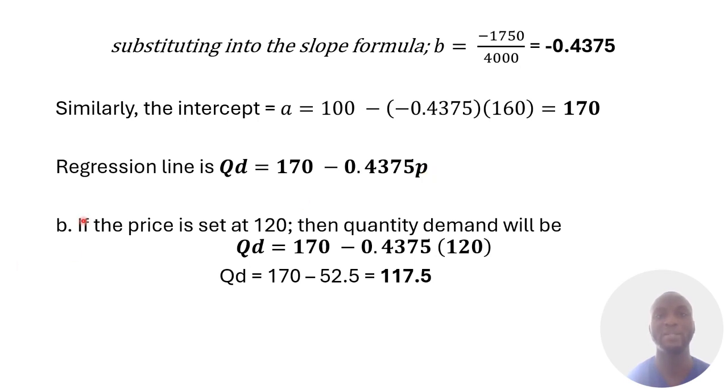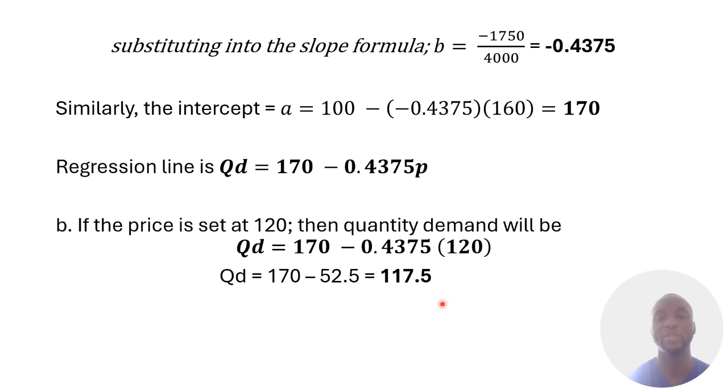Now, this is the regression line for the answer to question A. So we are done here. Now, question B says if the price is 120, then what is the quantity demanded? That is how many meals per day will be ordered. All we need to do again is to substitute 120. You see where the P is? We place 120 there, and we'll multiply that by 0.4375, and 170 minus that answer, which is 52.5, will give you 117.5.